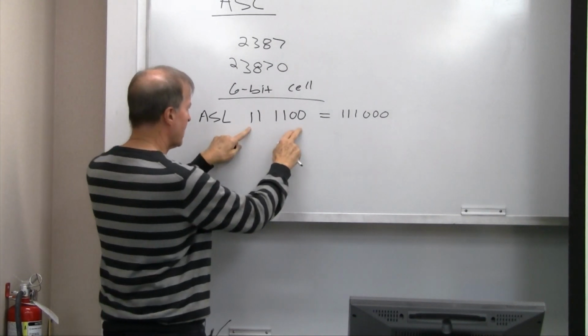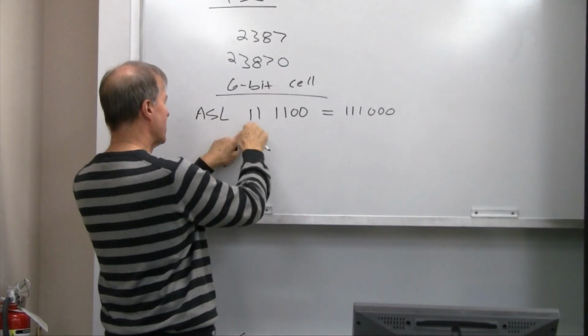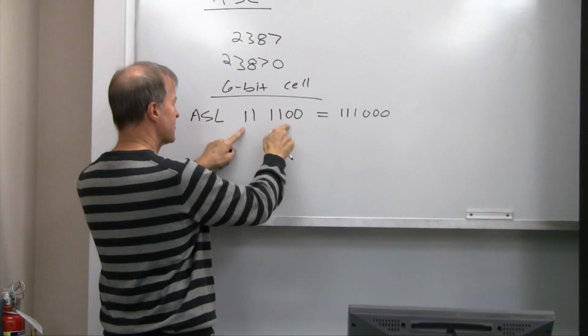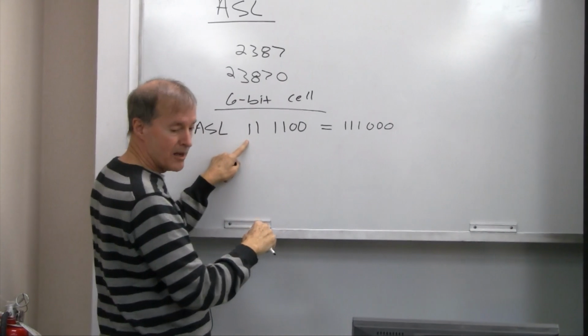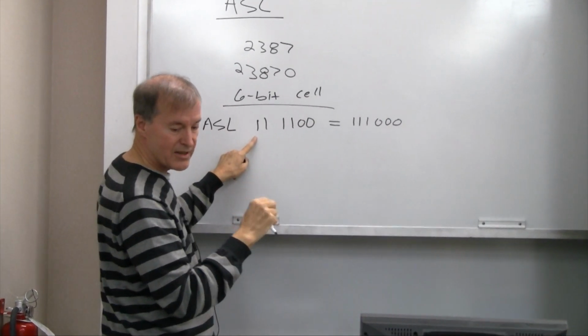This is a 6-bit cell, right? This one goes out into the C bit. This went over here, this one over here, this one over here, so 0 0. Is everybody clear? Right. But now what about the status bits? What about N, Z, V, and C?